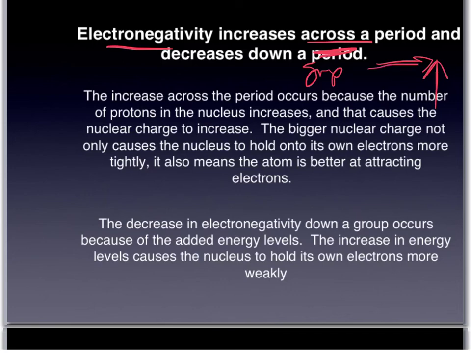So why does electronegativity increase across a period? Well, remember we were talking about atomic radius going across a period, and we know that the number of protons increases in the nucleus. That causes the nuclear charge to increase. That means that the nucleus holds on to its electrons more tightly, and it does a better job at attracting other electrons. But if we go down a group, we keep adding energy levels. Remember the shielding effect? And so the atom can't even hold on to its own electrons very well, much less attract others. So electronegativity increases across a period, but it decreases down a group.